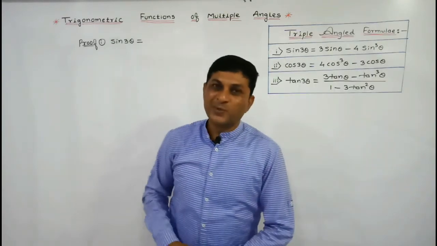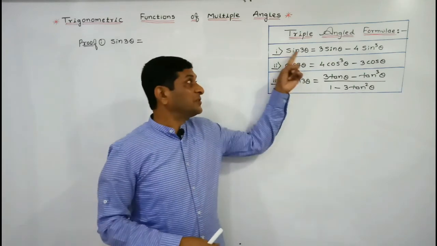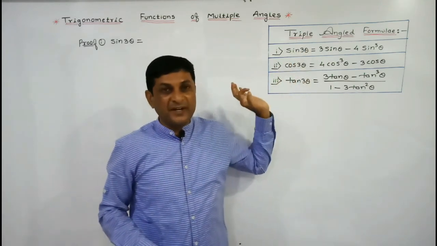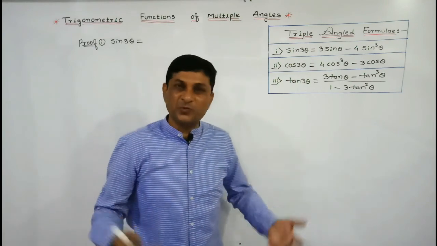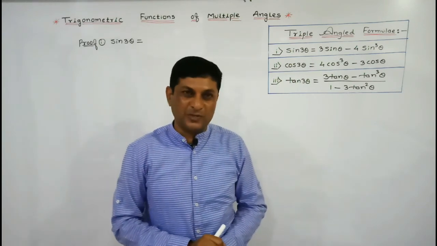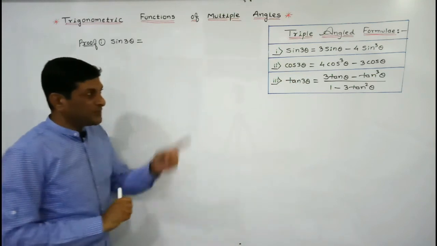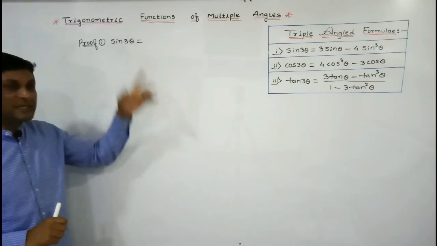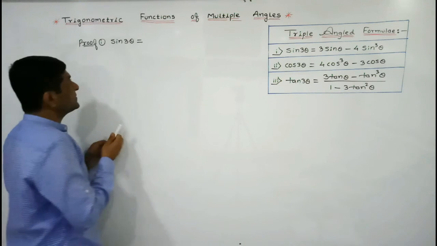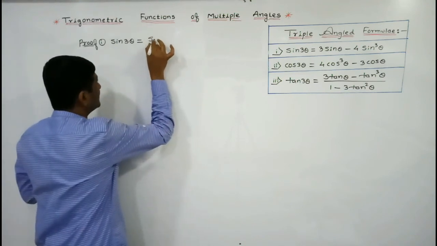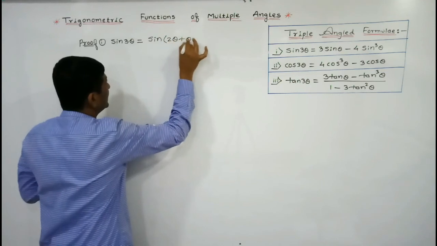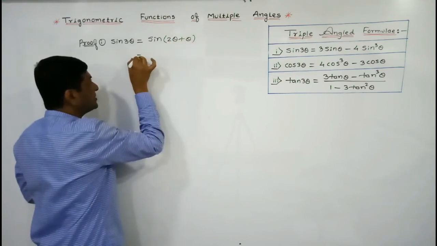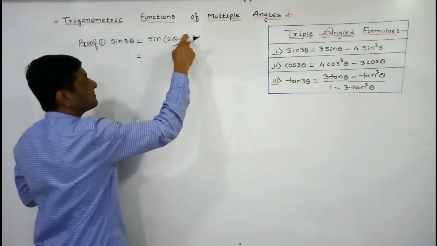Now let us try to prove the triple angle formula. Here 3 theta is there, meaning we are finding trigonometric ratios of triple angle. That's why these formulas are called triple angle formulas. So let us try to prove the first formula. We have considered the left hand side, sine 3 theta. Now keep sine as it is, and 3 theta can be split up as 2 theta plus theta, meaning we have arranged the term in the form of sine A plus B.